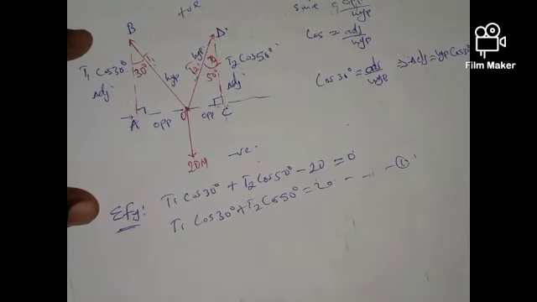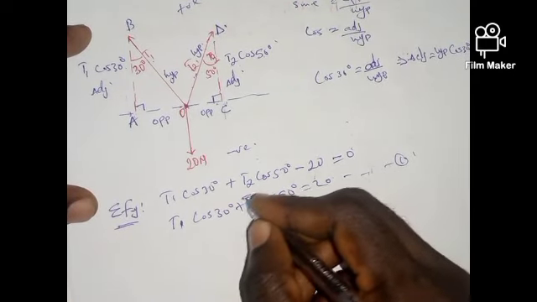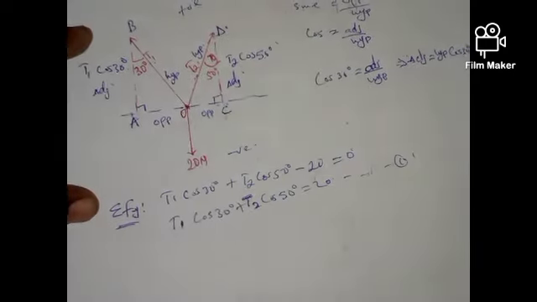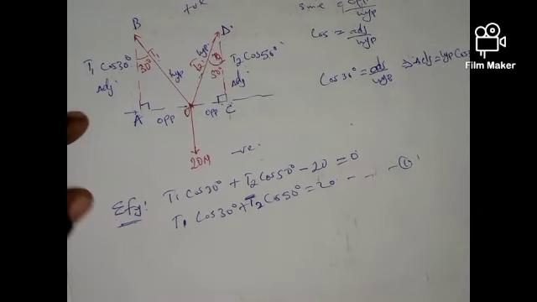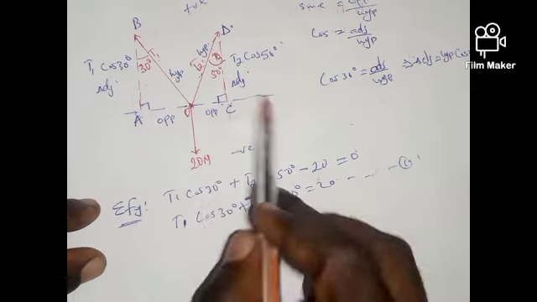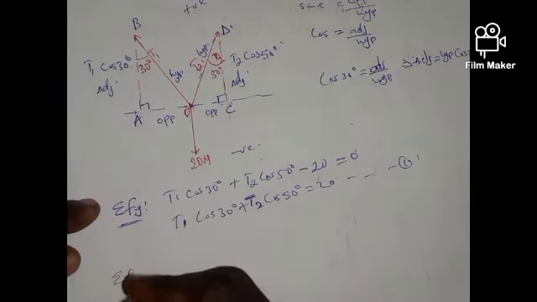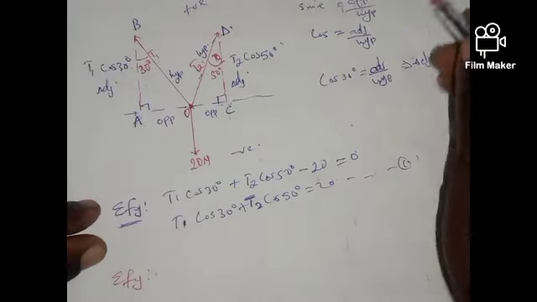Now notice that we have two unknown forces here, T1 and T2. So it means that we must look for another equation. We have to derive two equations to be able to solve this. So how do I do that? Let me resolve the forces in the horizontal direction, the sum of forces in the horizontal direction.